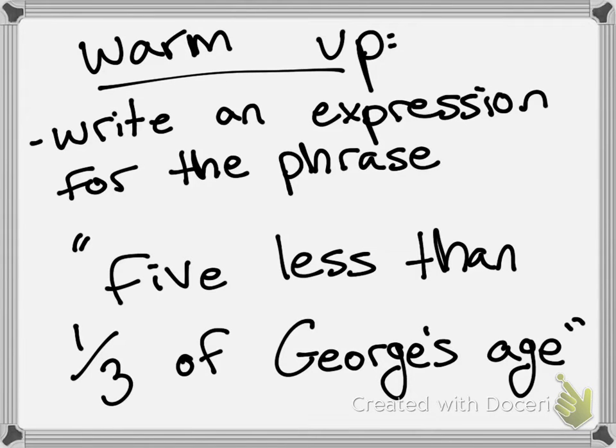So we're going to look at this warm-up from our previous lessons, and we're even going to look back at our properties. So, write an expression for the phrase 5 less than 1/3 of George's age. So, Daniel came up to me, and he had written down 5 minus 1/3 times G.